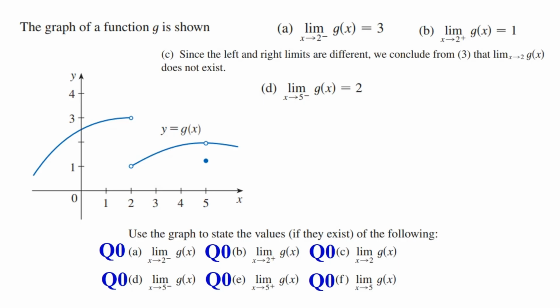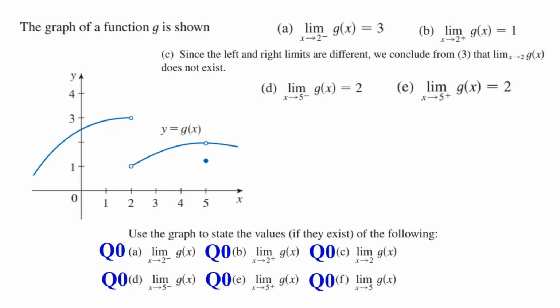Then question 0e is asking again: what is the limit of this function g of x as x is tending to 5 from the positive axis? And what is the answer? If you look at the graph again, you will notice that as x is tending to 5 from the positive axis, the limit is 2.